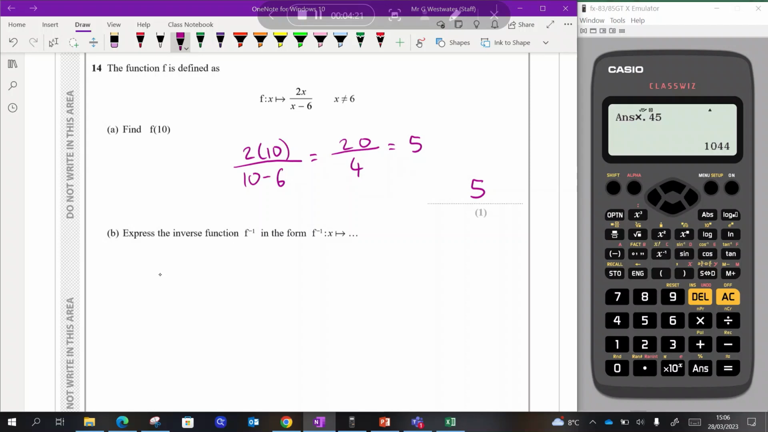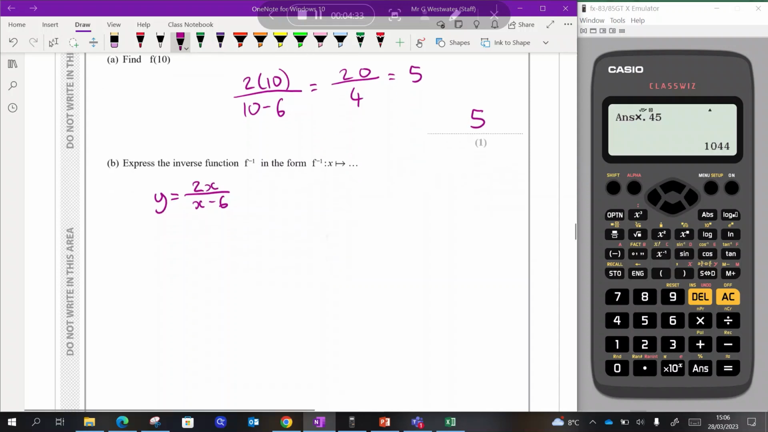It's where we first write out y equals, instead of f of x, y equals 2x over x minus 6, and we try and change the subject essentially. So what I'm going to do is multiply through, so y brackets x minus 6 equals 2x. And if I expand this, we have yx minus 6y equals 2x.